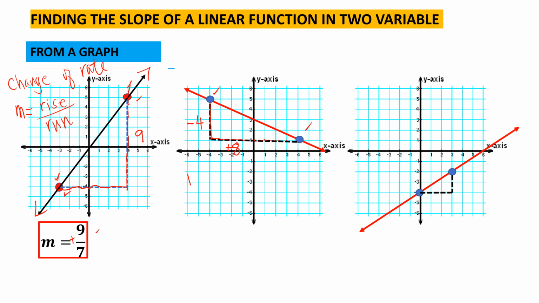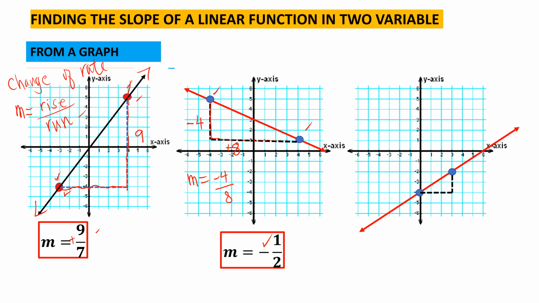So again, our rise and fall. When we say rise and fall, it is the vertical units. So we have a negative 4. And then our run is going to the right 8 units. Thus, our slope will be negative 1/2. So therefore, if a line slants to the left, it will always have a negative slope.